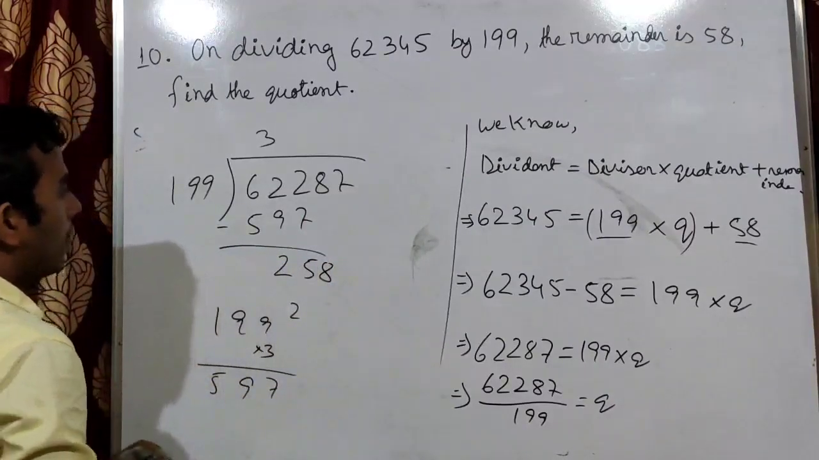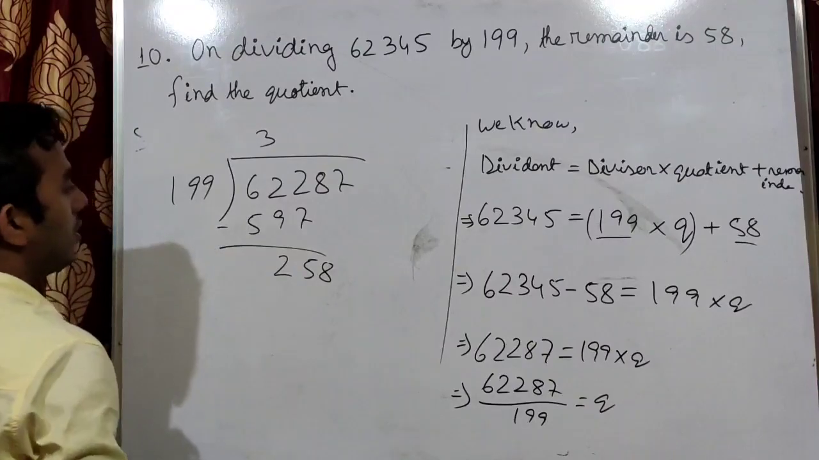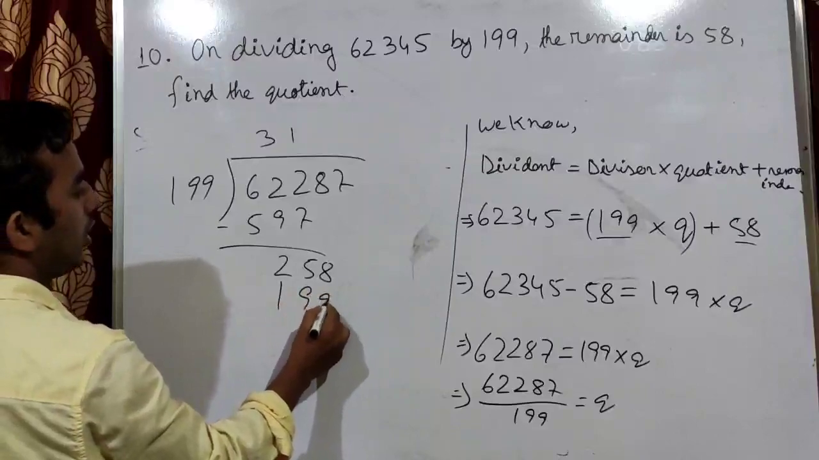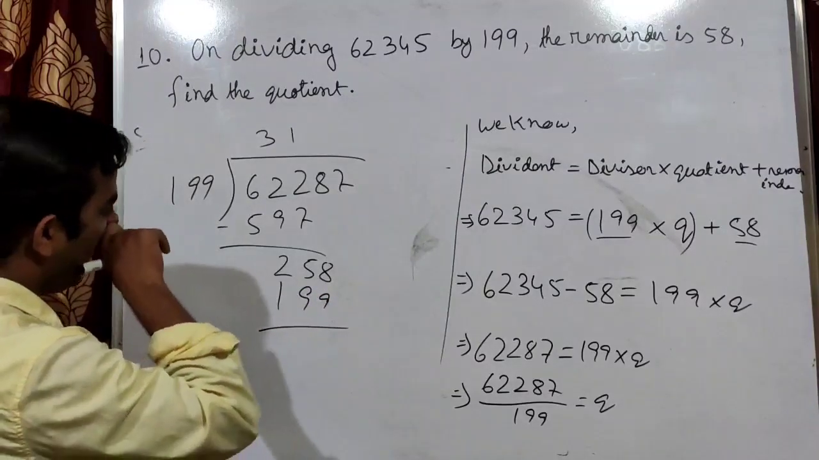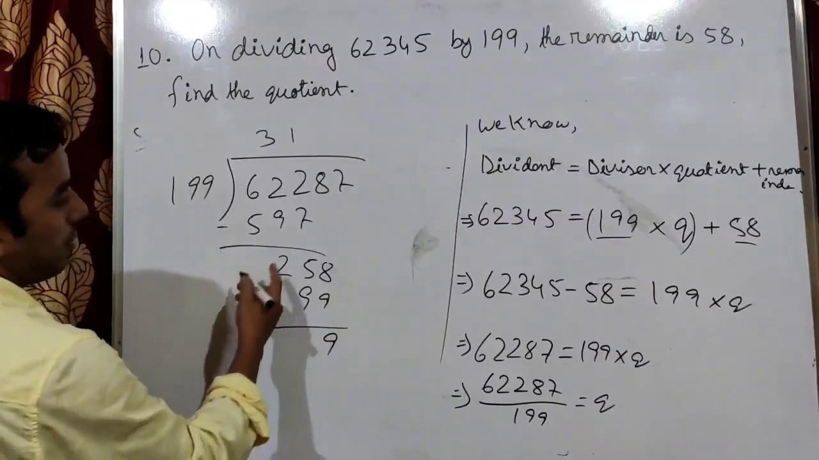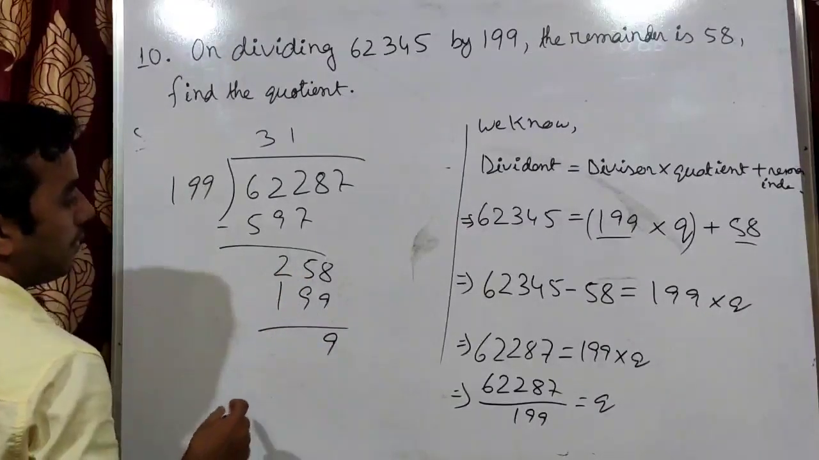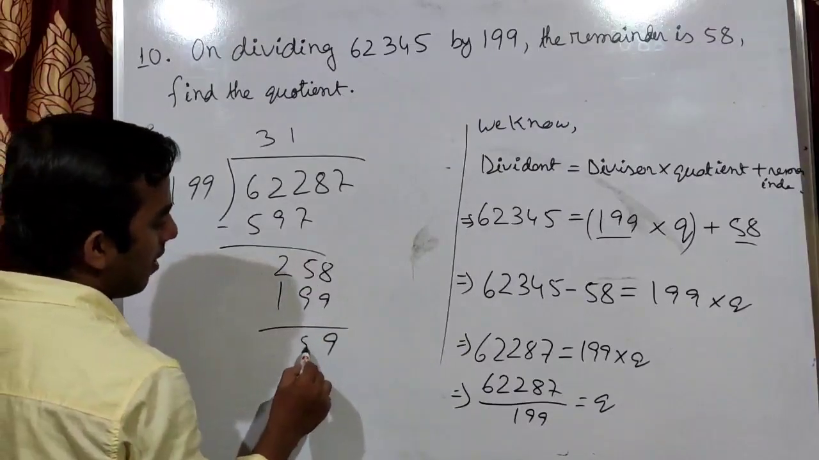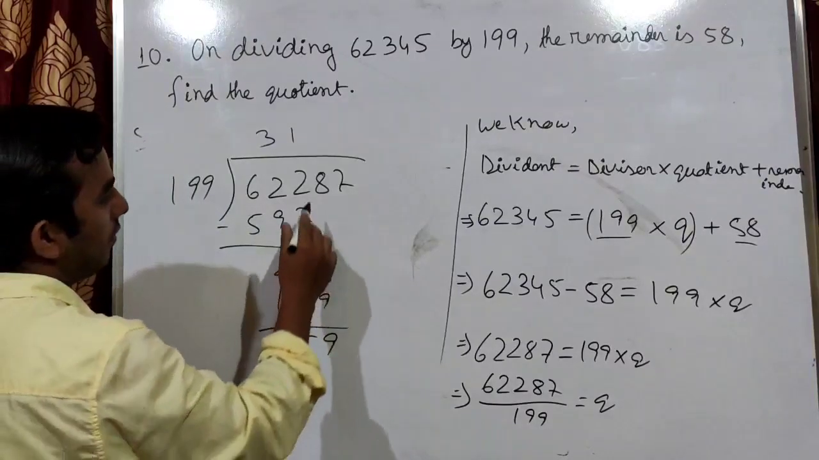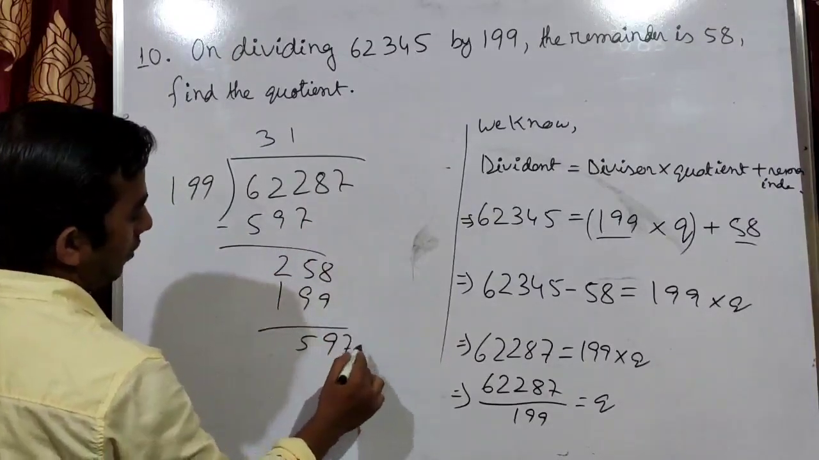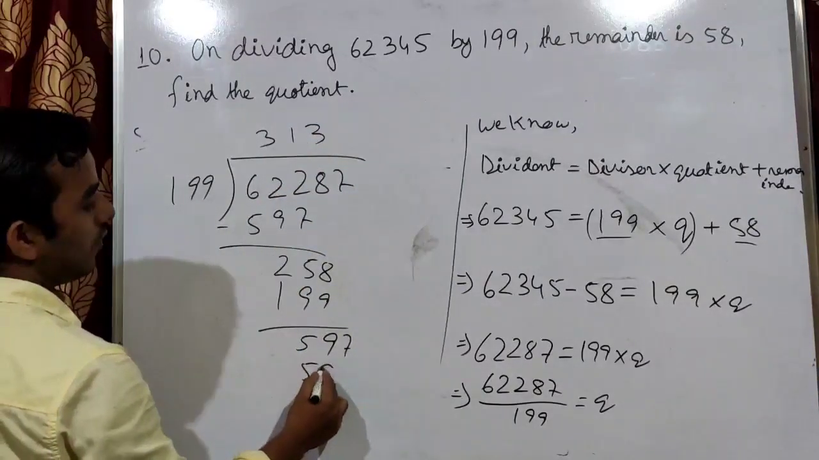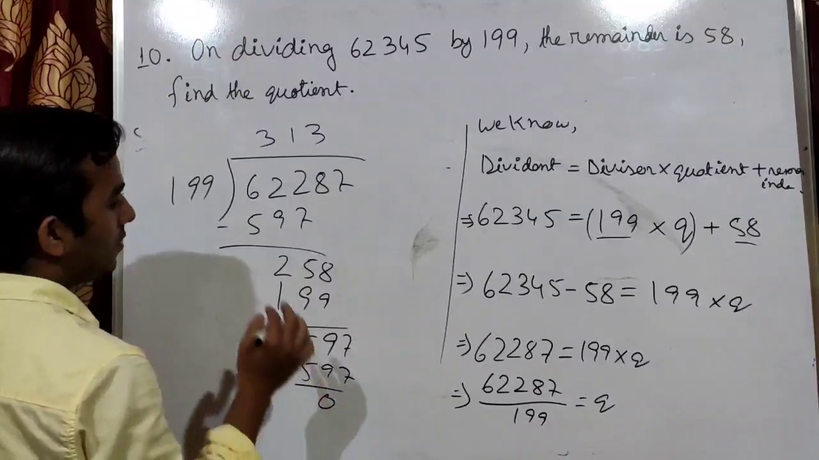Clear? Now we will multiply 199 into 1. 199 into 1 is 199. So now 18 minus 9 is 9. Then 14 minus 9 is 5. So 59. Clear? 199 into 3 is 597. So our remainder is 0.